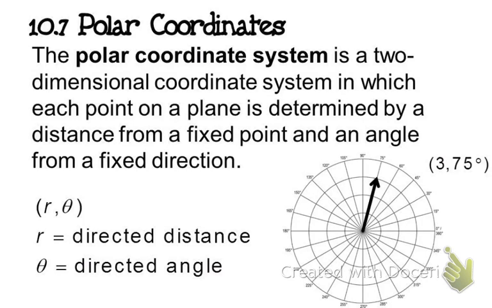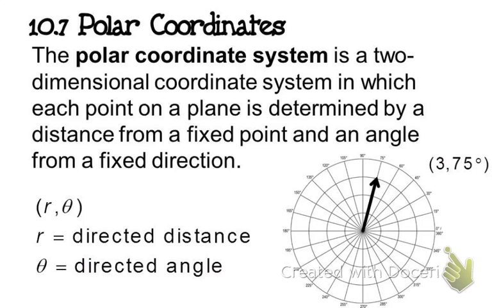Section 10.7 on polar coordinates. So the polar coordinate system is a two-dimensional coordinate system in which each point on a plane is determined by a distance from a fixed point and an angle from a fixed direction. So the ordered pairs in polar form are (r, theta). R is your directed distance or radius, and theta is your directed angle.